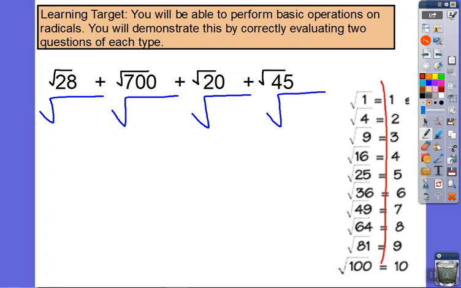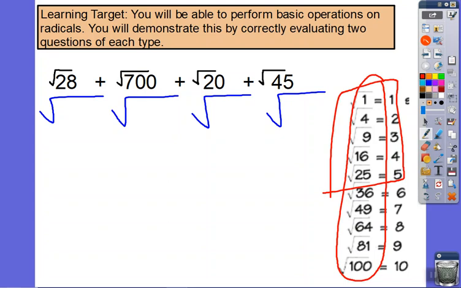We are looking down our list of perfect squares. Which one of those goes into 28? I'm going to start from here up because it can't be bigger than the number 28. 1 doesn't really matter. 25 doesn't go into it, 16 doesn't go into it, 9 doesn't go into it, but 4 does. That is 4 times 7.